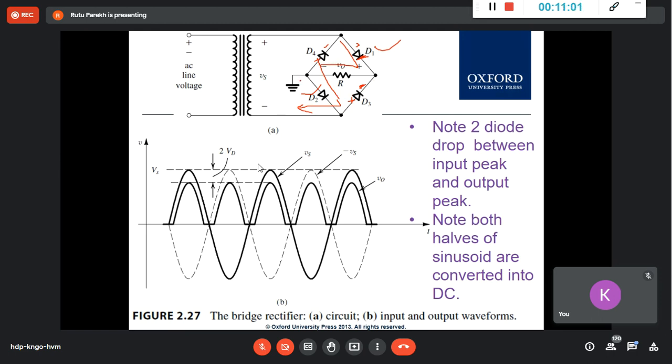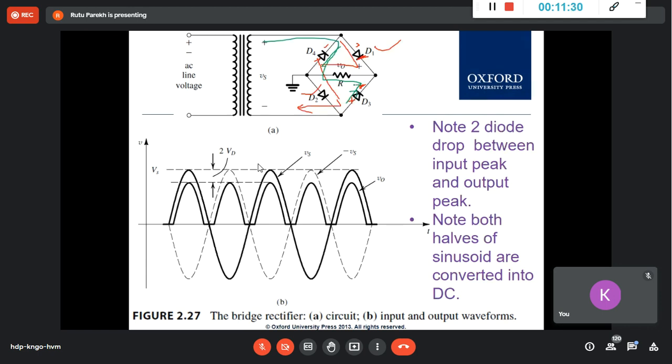And here, when it is the negative half, this is the direction of the current. It will flow from here, here, and here, and then this way. So this is the direction. The other two are reverse biased.